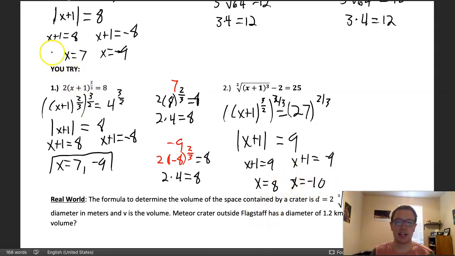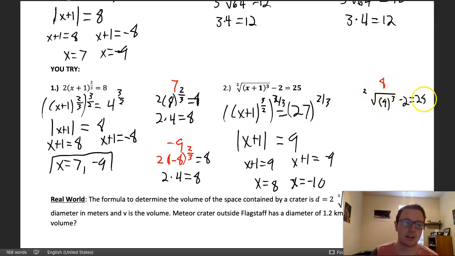So let's go ahead and check those values. When we substitute in 8, we're going to see that we're looking at the square root of 8 plus 1, or 9, cubed minus 2 is equaling 25. So what's the square root of 9 cubed? You just throw that into your calculator to find out. You'll get that the square root of 9 cubed is 27, or 27 minus 2 is 25. So we're good with 8.